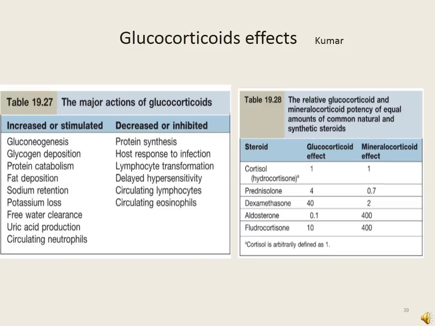For example, the right hand side table compares the various steroid hormones with the activity of glucocorticoid. You see, there are many types of steroid like cortisol, prednisolone, dexamethasone. Okay, and then they compare the potency of different steroid hormones with the cortisol.